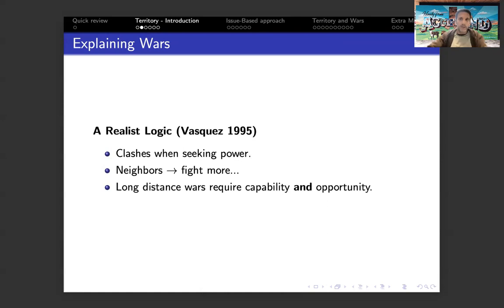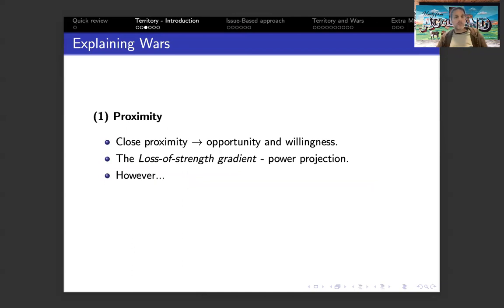existing research. And one way that we want to talk about it now even further is to try to understand why this territorial contiguity between states represents such an important predictor of going into wars. So one explanation can be primarily just proximity, like I mentioned earlier. The basic logic is that close proximity between states provides them with the opportunity to go to war as well as the willingness to go to war. Another version of this point revolves around what's called the loss of strength gradient, which means that it's harder for states to project their power, which includes going to war, further away from their own territory, so wars between distant states are less likely.